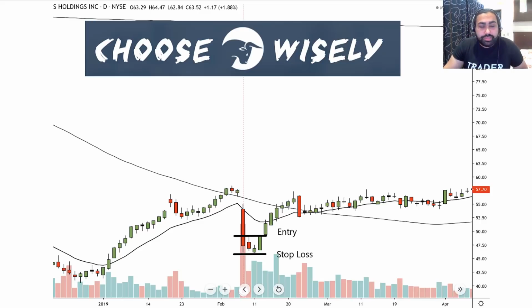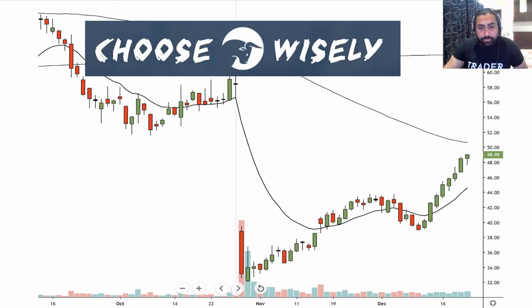All right, let's dive into another example. Notice this chart. Stock closes the day at about $59 to $60, right? Next day opens all the way at $40, right? Big gap down. And then on that gap down day, look what it does. It goes all the way down, closes at $32. Huge move down, right? Second day, almost an inside candle.